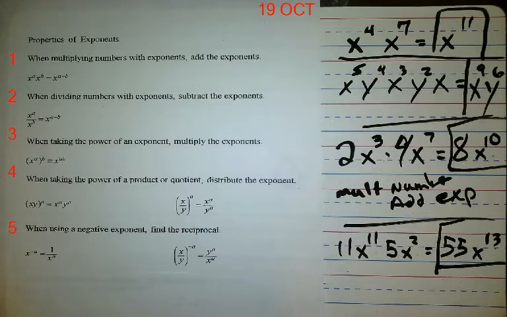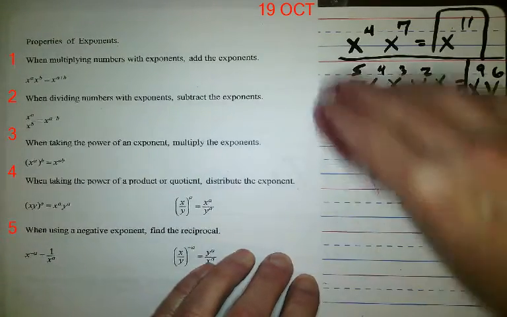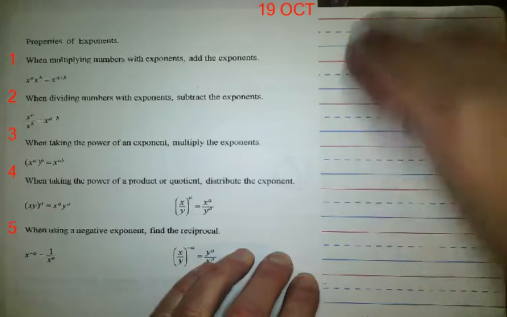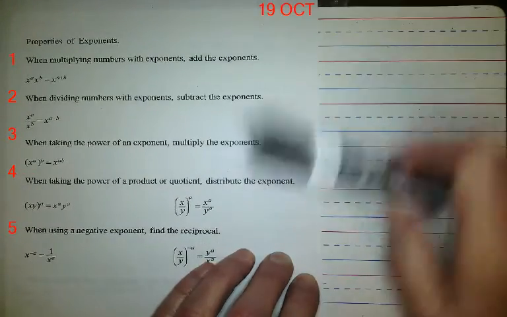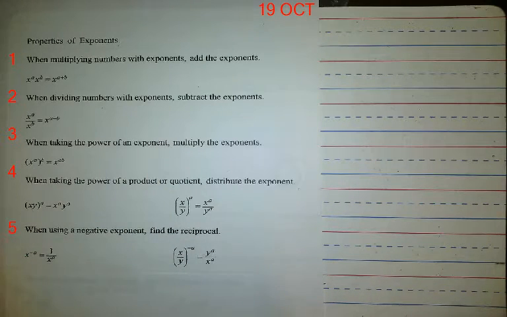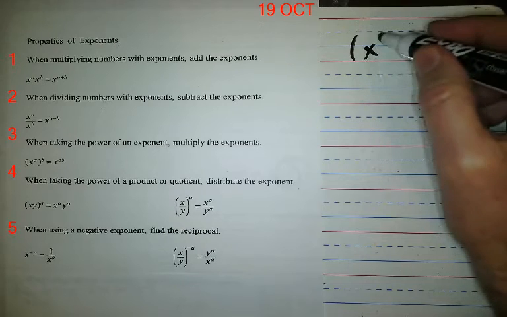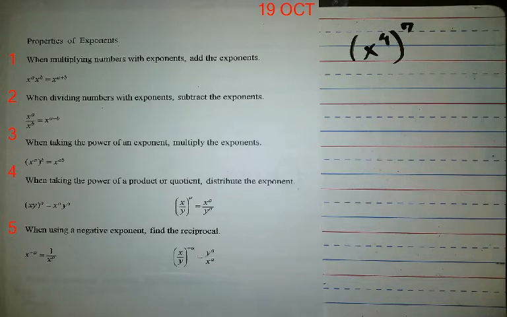And then rule number 3, we're going to skip 2 until tomorrow. Rule number 3 says when you take the power, you're supposed to multiply the exponents. So if I had x to the 4th to the 7th, I'm going to multiply these guys, and that's going to be x to the 28th. That's what I said. Wow. Right?